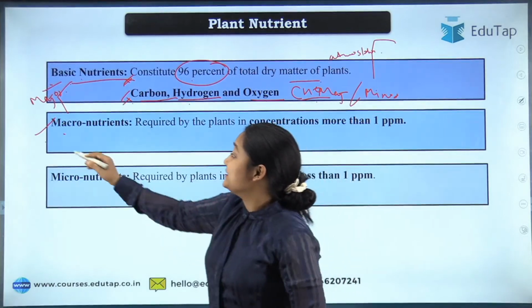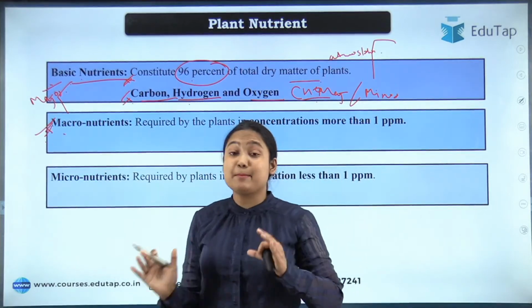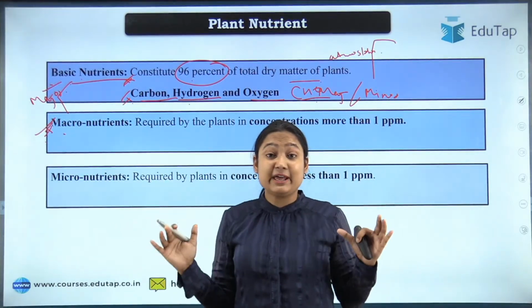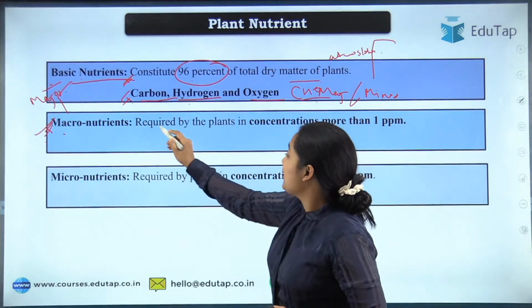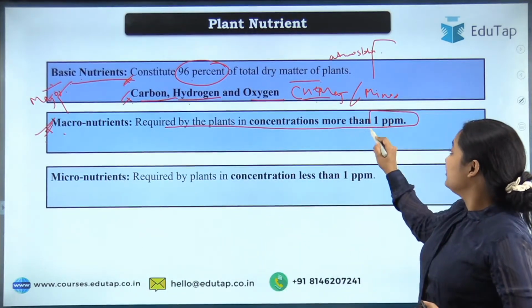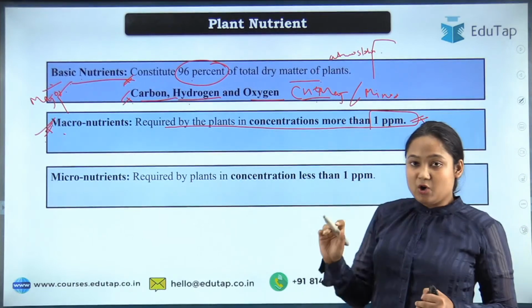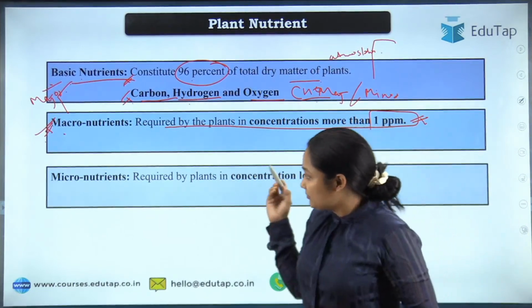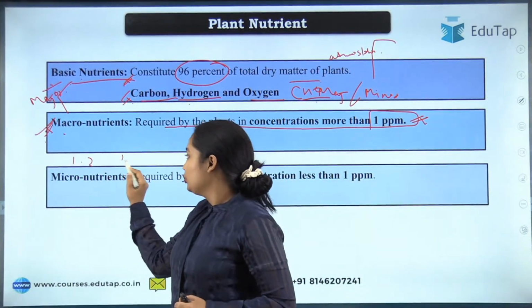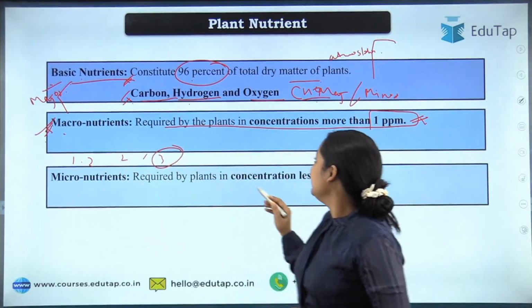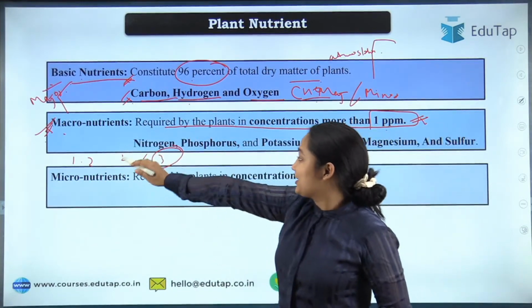Then moving to the next, macronutrients. Again, macro is big, that is required in a big amount. So macronutrients are required by the plant at more than 1 ppm in concentration. Whatever nutrients are needed by the plant, suppose 1.2, 2, 3, anything bigger than 1, will be called a macronutrient.